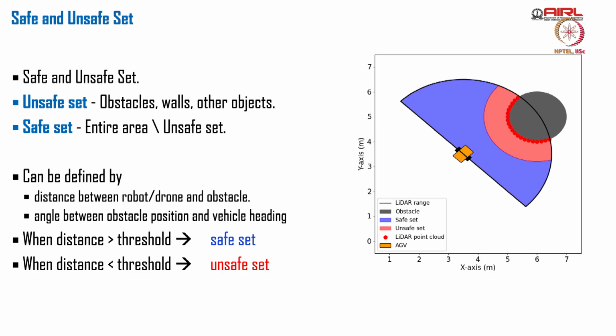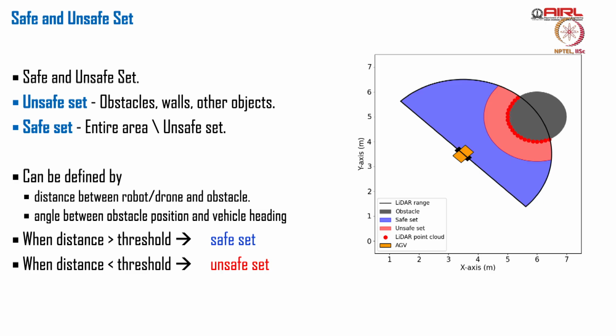Okay. So when we talk about a control barrier function, it can be the distance between the drone and the obstacle, or it can be the angle between the obstacle position and the vehicle heading. Okay. If you see the right-hand image, the drone with its sensor finds one obstacle, which is orange in color. Around that we have a boundary. It is called the safety tolerance.